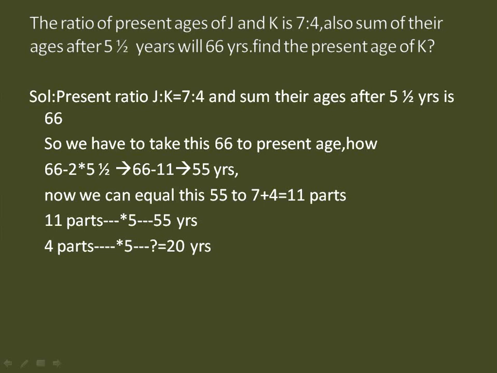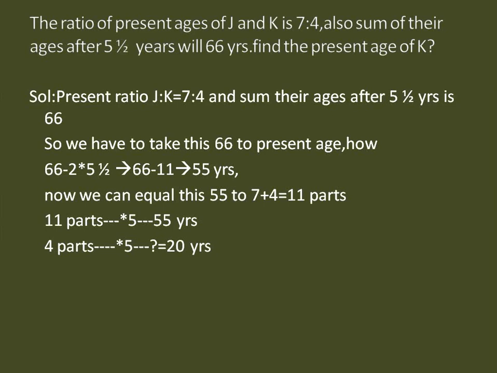How will it come? You have to reduce 5.5 years for one person. So 2 into 5.5 years for two persons. So 11 years you have to reduce from 66. 66 minus 11, that is 55 years. This is the sum of their present ages.